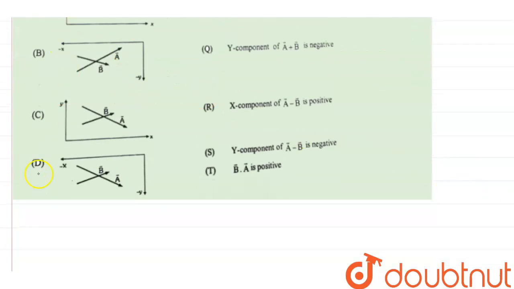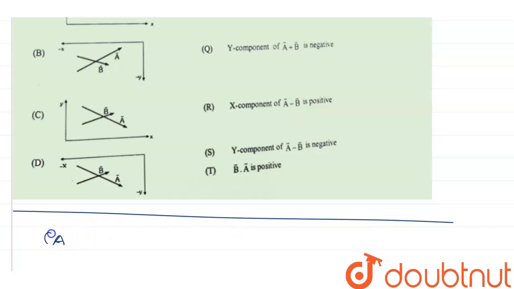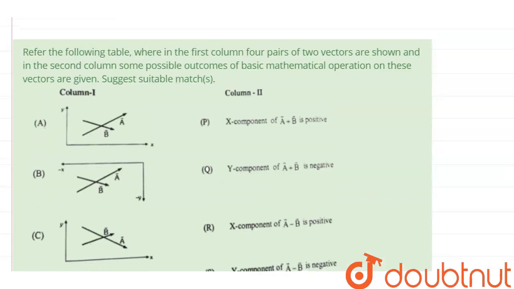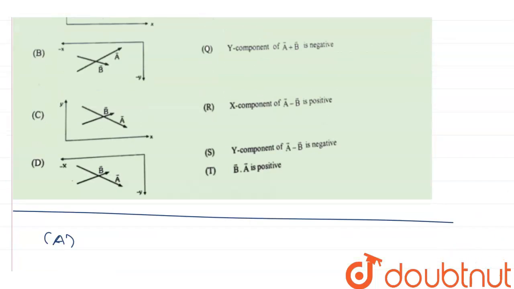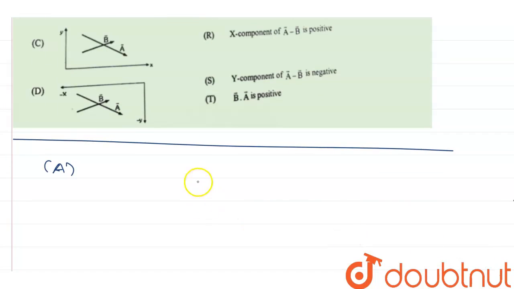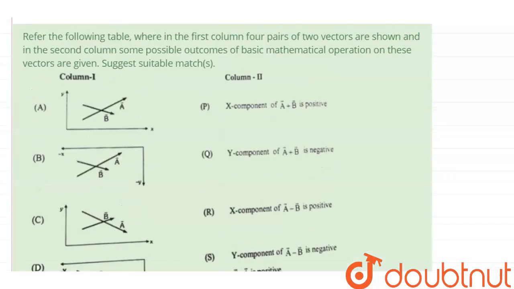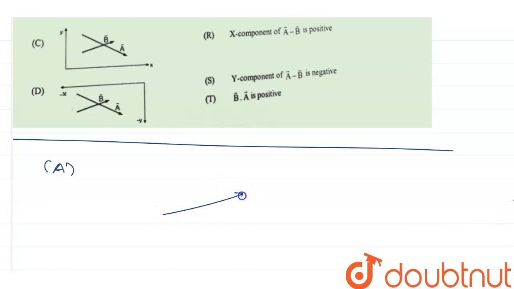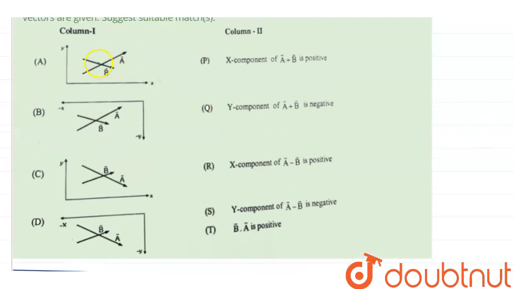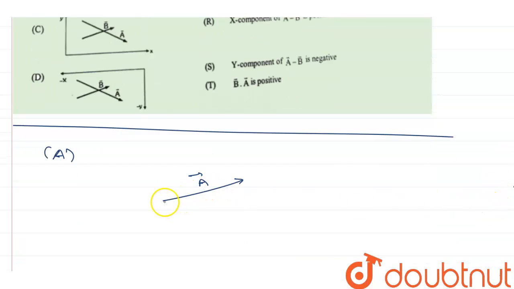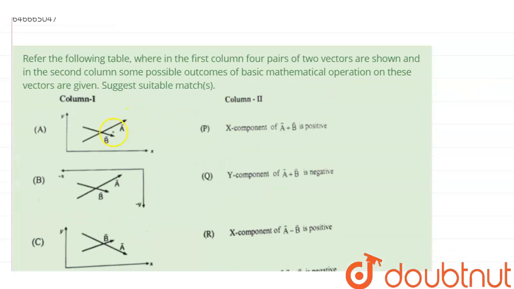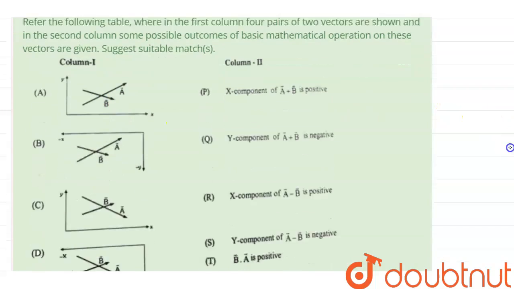So in option A, we have the two vectors A and B such that A looks something like this, and what I'm going to do is slide this B a little down, because as you know vectors can be slided, so I'm going to slide B such that its head matches with the tail of A. So I'll just do that.